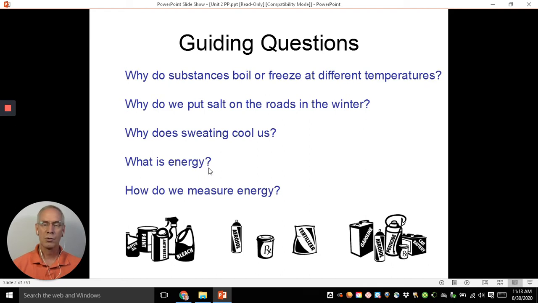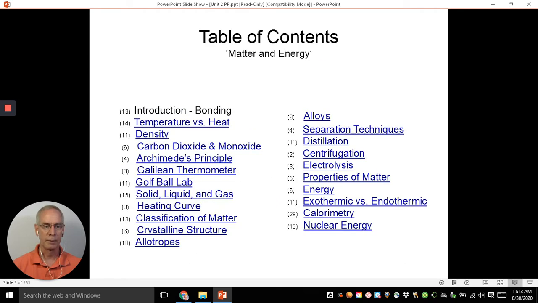We'll talk about stored energy, potential energy, and energy of motion, kinetic energy, as well as fission and fusion, nuclear energy, and how those are generated. Then we'll talk about what units we use to measure energy, calories or joules, and so on. So that is just a few questions we could think about, I suppose, as we approach this unit.